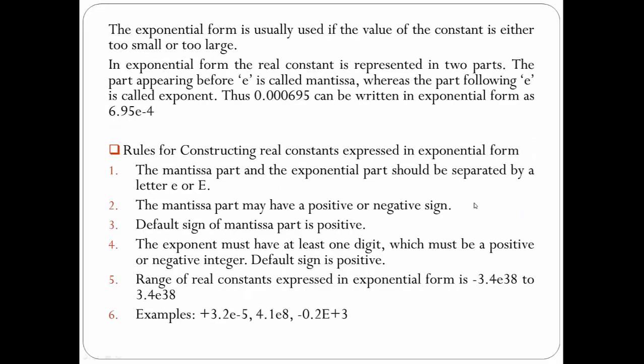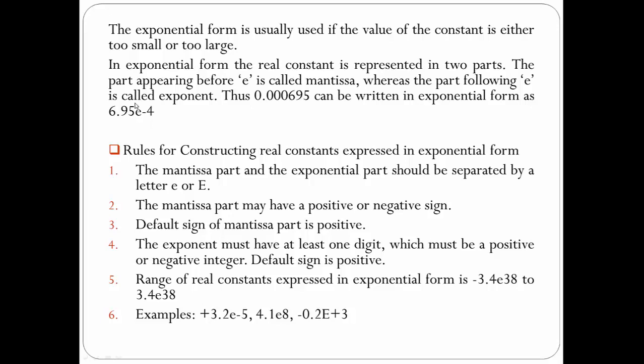The second form is exponential form. It is usually used if the value of the constant is either too small or too large. In exponential form, the real constant is represented in two parts. The part appearing before e is called mantissa, whereas the part following e is called exponent. So this is the example.